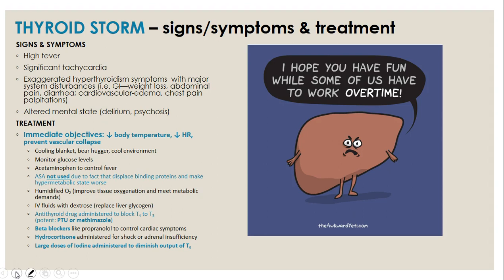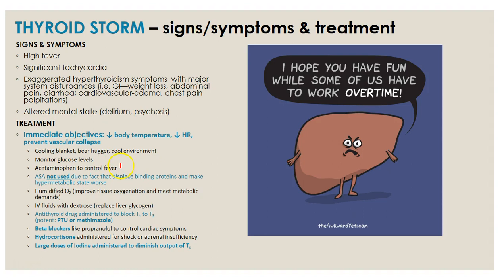So thyroid storm signs and symptoms, again, are the high fever, tachycardia, and exaggerated symptoms. Treatment basically is to try to decrease that over-exaggeration of their metabolic rate. So you want to get their body temperature down, get their heart rate down, and basically prevent vascular collapse. So you're going to try to cool them, and watch their glucose levels, because again, everything's in overdrive and you almost don't want to clunk out their liver.